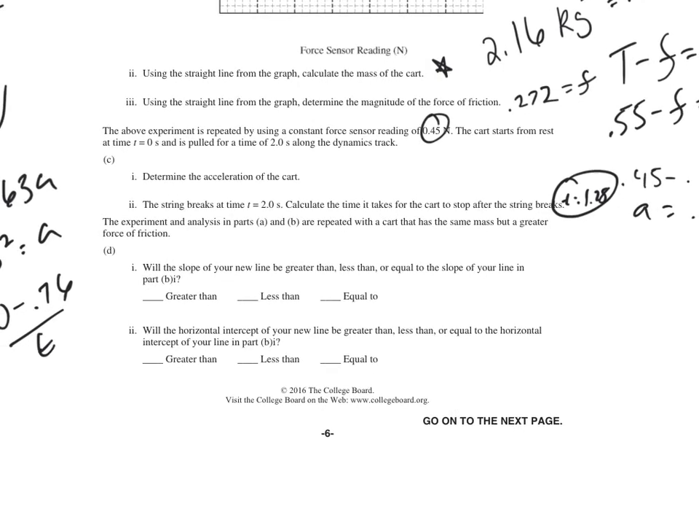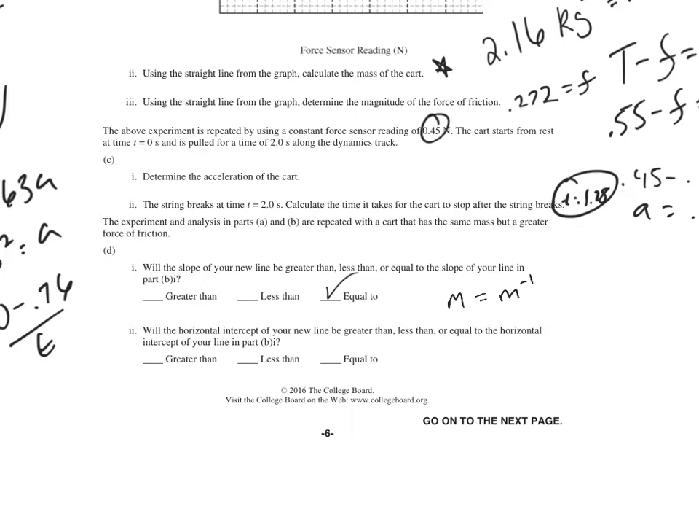The experiment and analysis in parts A and B are repeated with the cart that has the same mass but a greater force of friction. Will the new slope of your line be greater than, less than, or equal to the slope in part B? And the answer is it should be equal to, because the mass is the same and the slope was basically mass over 1. So the slope, m, was equal to mass over 1, and since your mass is the same, you should have the same slope. And then the second question is, will the horizontal intercept of your new line be greater than, less than, or equal to?